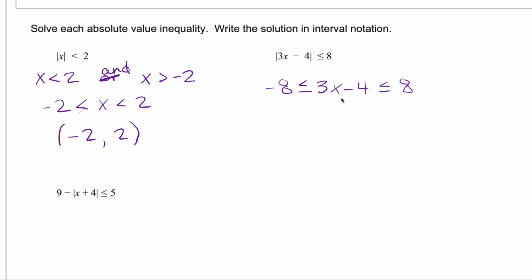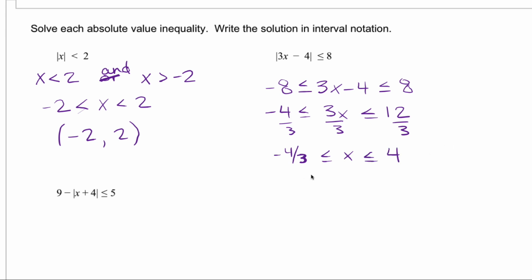So in order to isolate x, I need to add 4 to both sides. So negative 8 plus 4 is negative 4. And 8 plus 4 is positive 12. Dividing all 3 parts of this compound inequality by 3, I get negative 4/3 is less than or equal to x is less than or equal to positive 4.